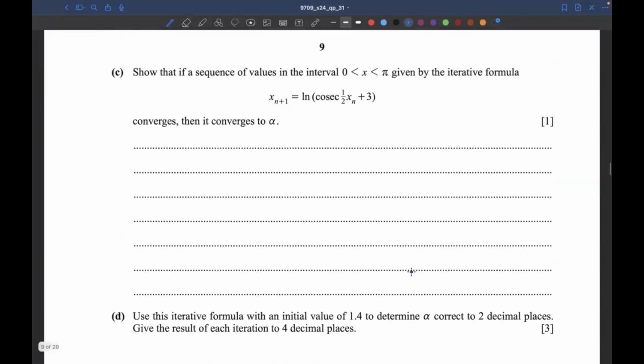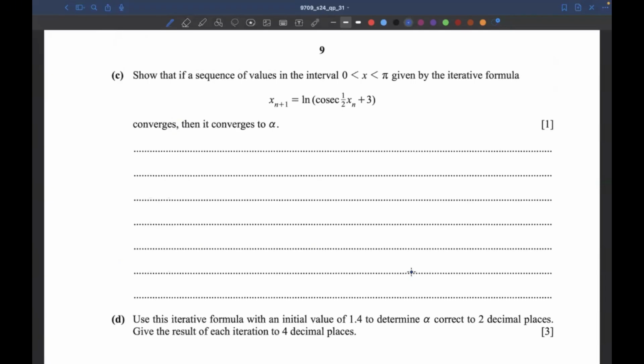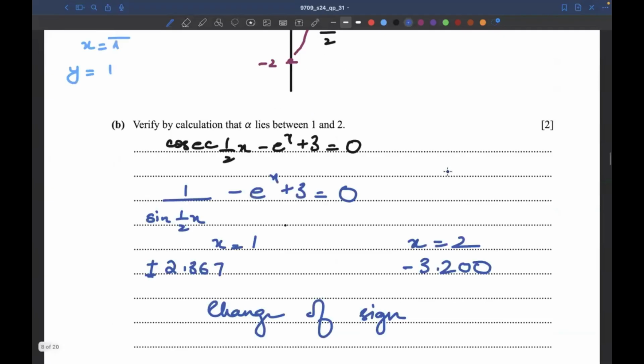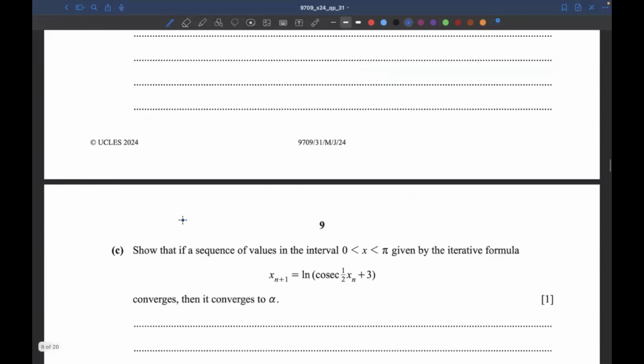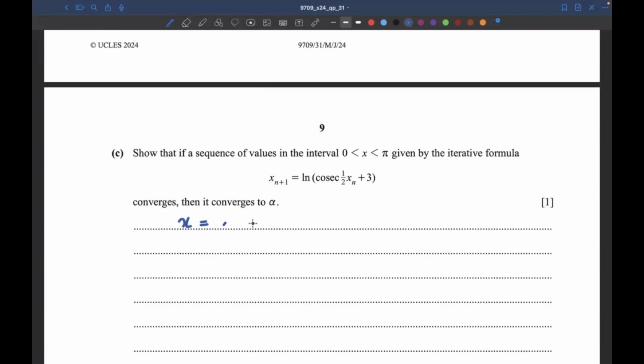In part C, it says show that if a sequence of values in the interval given by the iterative formula converges, then it converges to alpha. So we have to show that basically this equation can be represented with this equation. So what we'll do is write it as x equals ln of cosec half x plus 3.